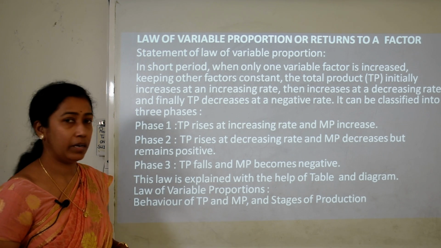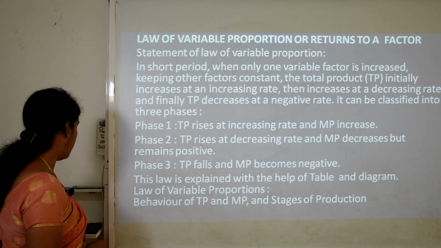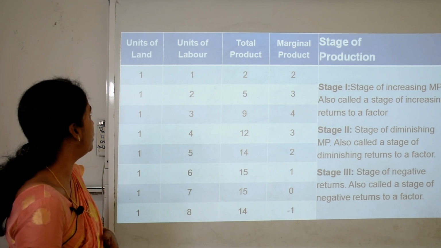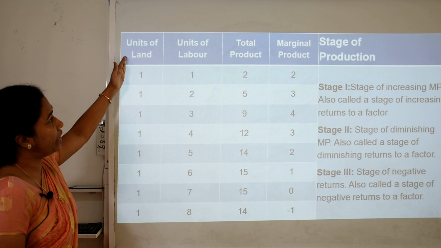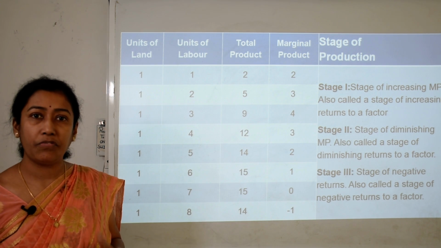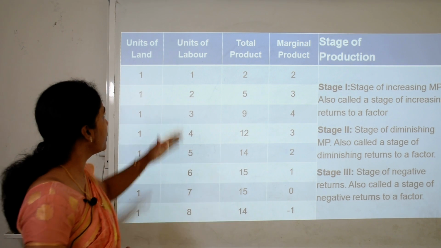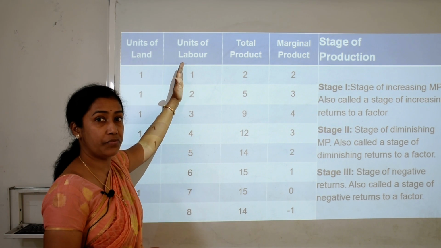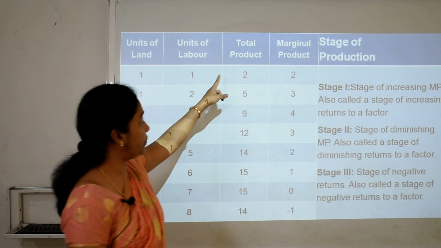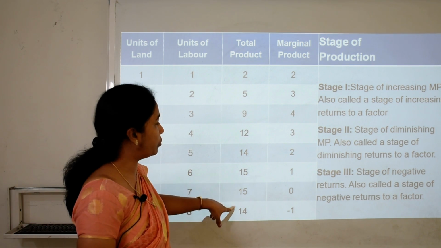This law is explained with the help of a table and diagram. Now we will see the behavior of total product and marginal product in this particular law. As you can see, we have 5 columns: units of land, which is fixed because it is a fixed factor and will remain the same, whereas units of labor, a variable factor, we are changing, as you can see, that is, we are increasing it according to the total product.